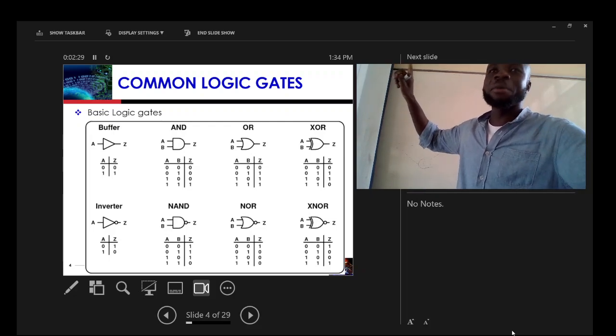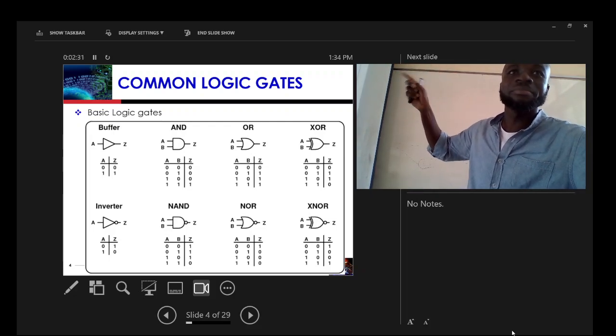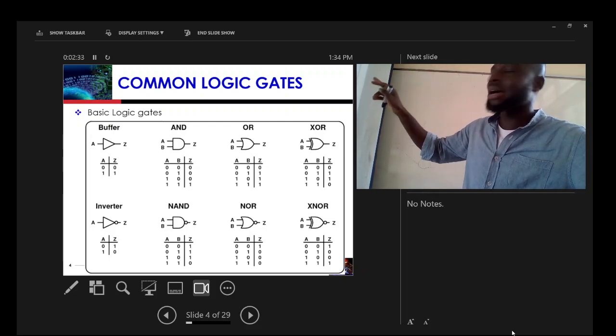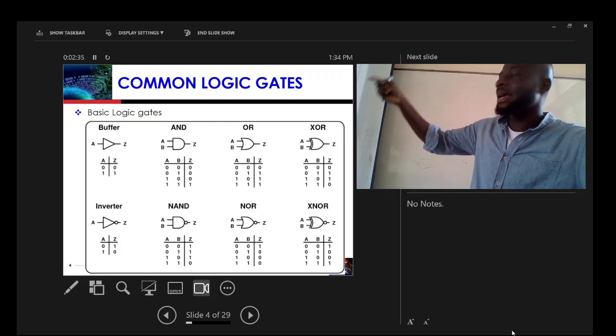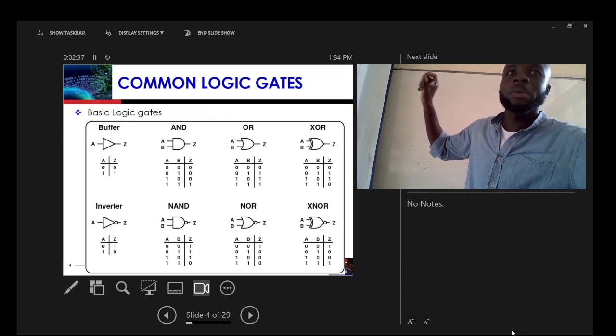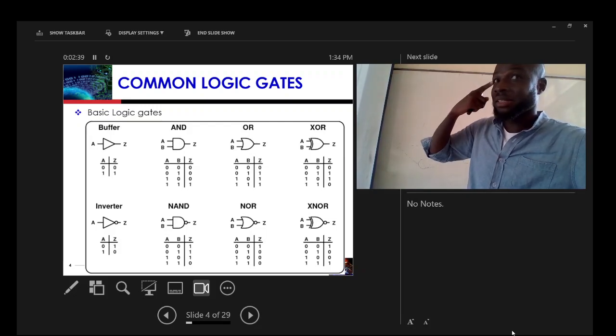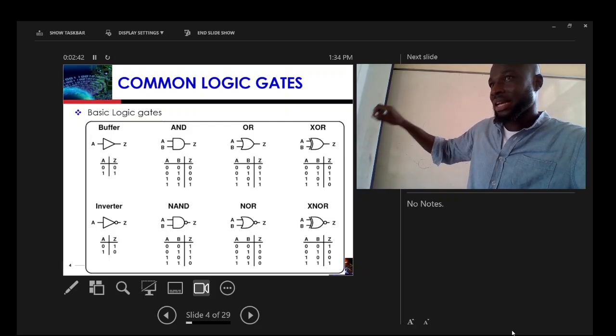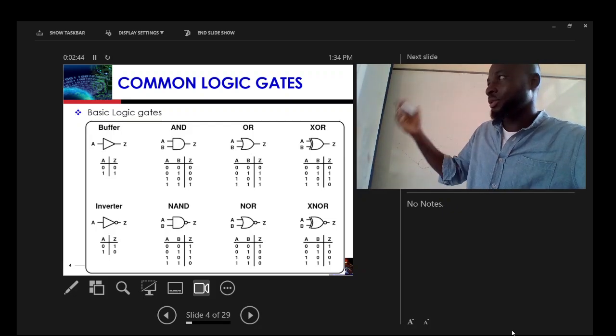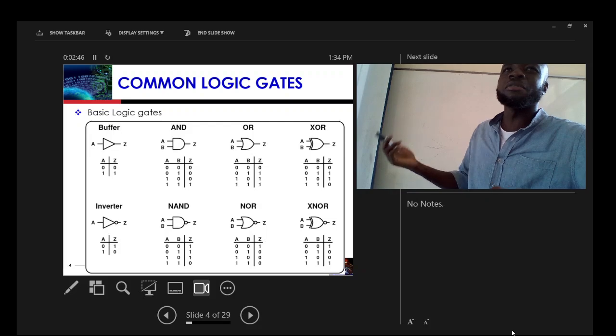So the buffer is a very important component in a digital system. When you look at the truth table, when A is 0, what happens to the output? When A is 1, what happens to the output? So it's just passing A to the output. And then what is the use of that?